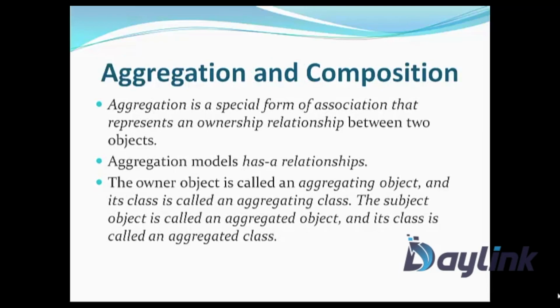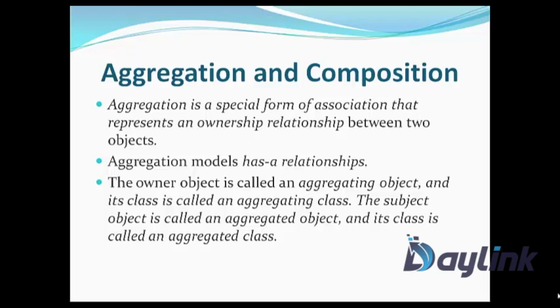Now we see the aggregation and composition. Aggregation is a special form of association that represents an ownership relationship between two objects. Aggregation models has-a relationships. The owner object is called an aggregating object and its class is called an aggregating class. The subject object is called an aggregated object and its class is called an aggregated class. An object can be owned by several other aggregating objects.